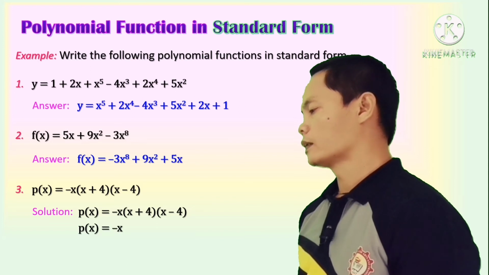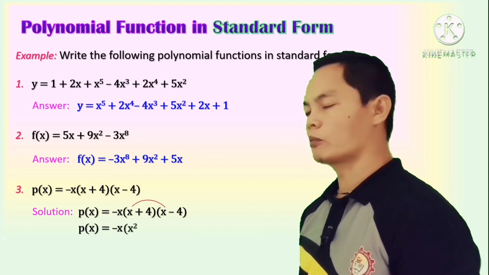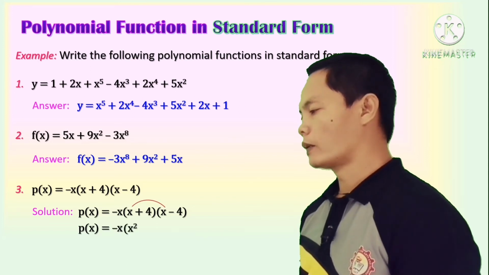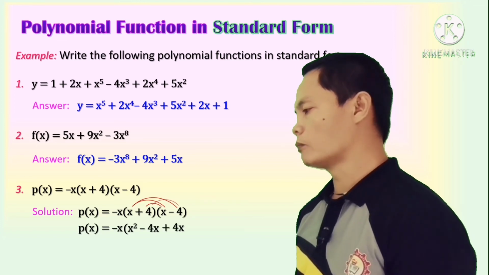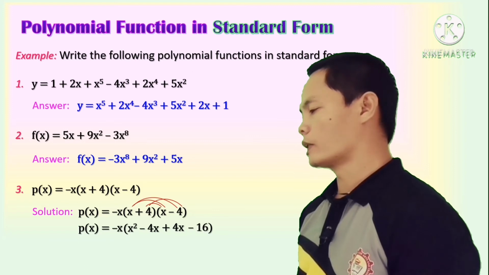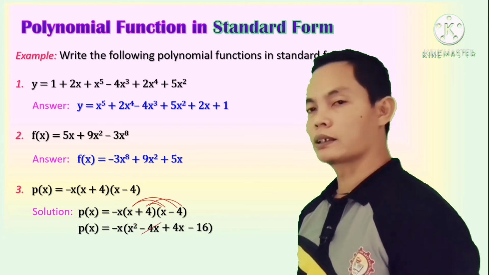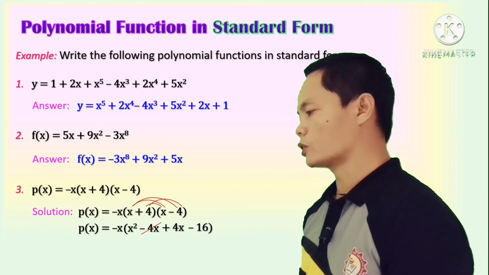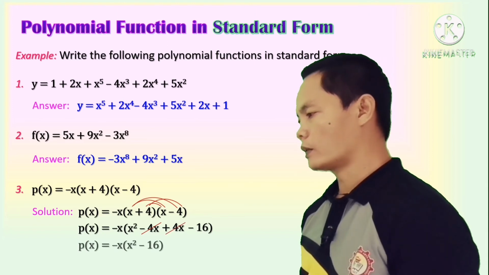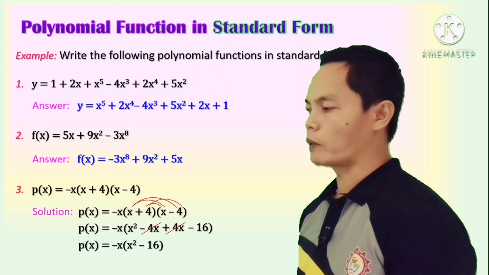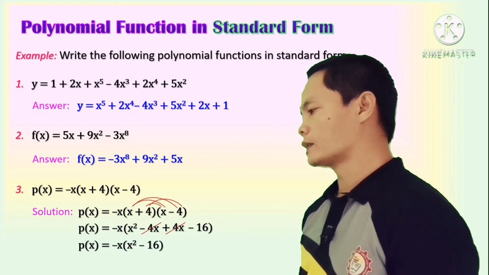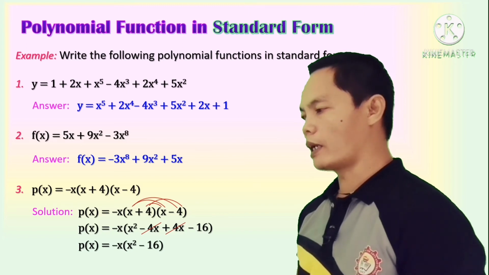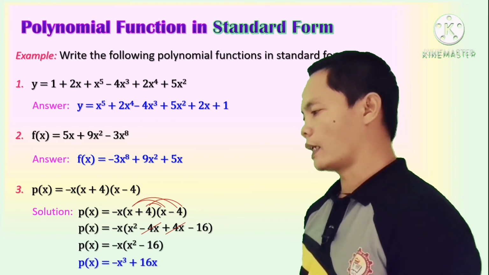We got negative x multiplied by x squared minus 4x plus 4x minus 16. Then simplify, we have negative x multiplied. That 4x and 4x will now be eliminated. So we got x squared minus 16. Multiply that monomial to that binomial. Then the final answer for that is negative x cubed plus 16x.